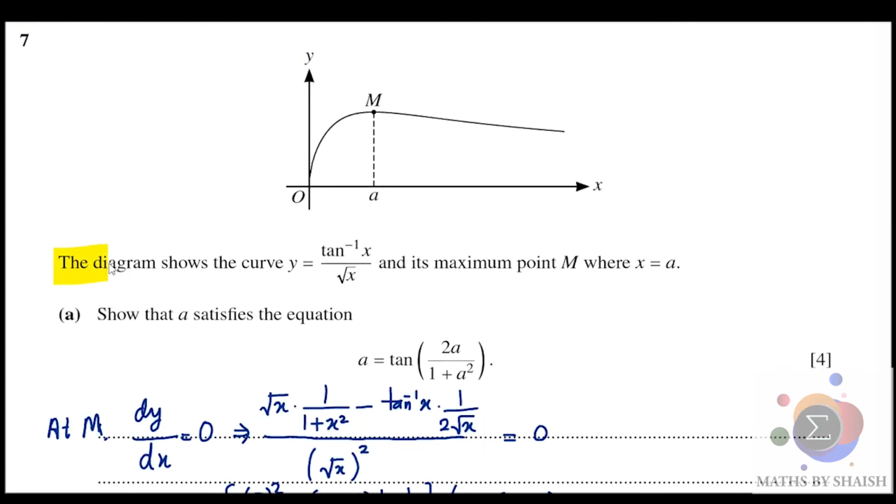For the 7th question, the diagram shows the curve y equals tan inverse x over root x and its maximum point m where x is 0.